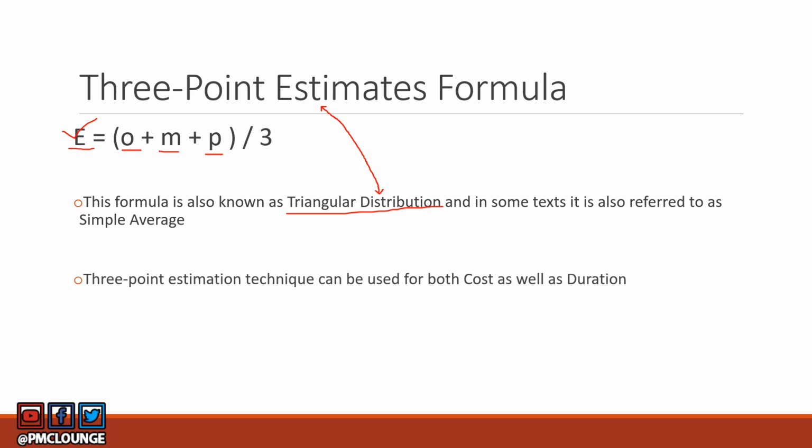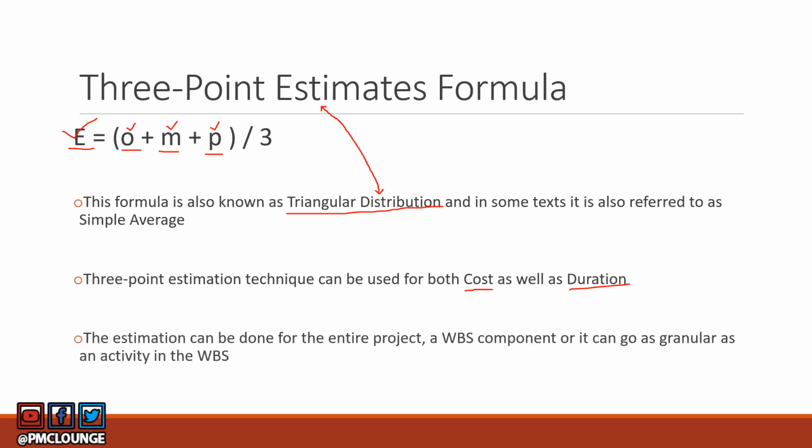Now, this technique can be used for both cost as well as duration. So in the previous slide, when I told you that you can ask your team members to provide values, the optimistic value, the most likely value, and the pessimistic value, they are basically providing them in terms of dollars, in terms of cost, or in terms of time, in terms of weeks or days or months, whatever unit that they want to use.